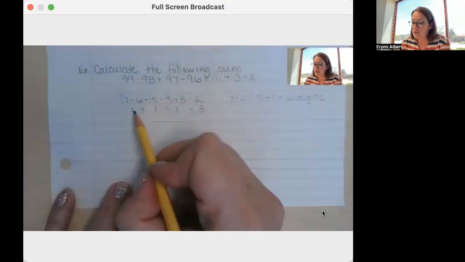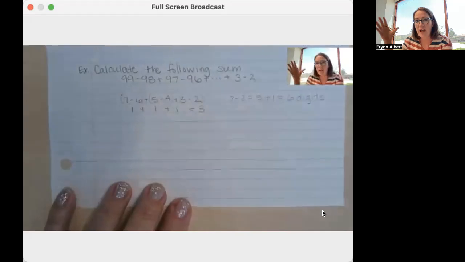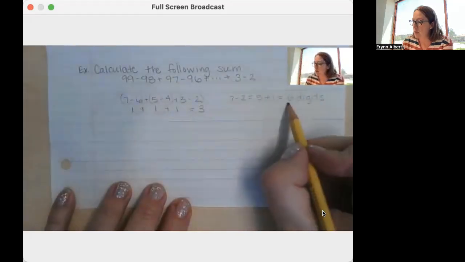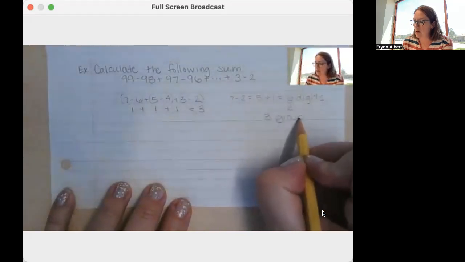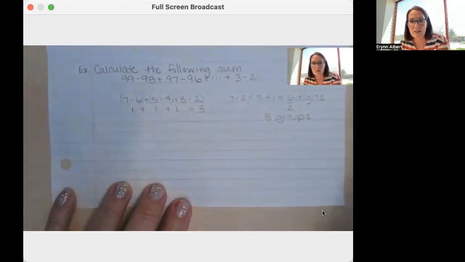There are 3 groups of 1 because I took a group of 2, right? So I want to divide this by 2. So that's 3 groups of 1. That's it. We just have to do 1 times 3.